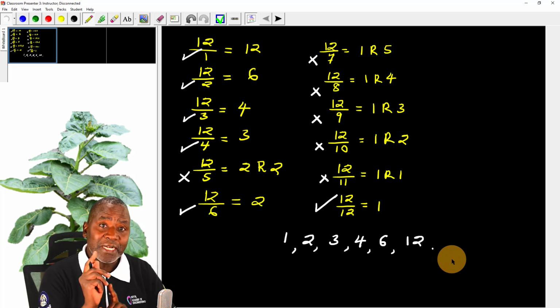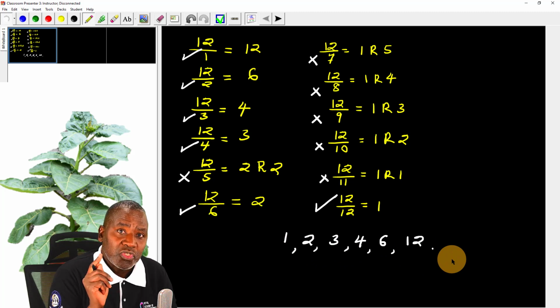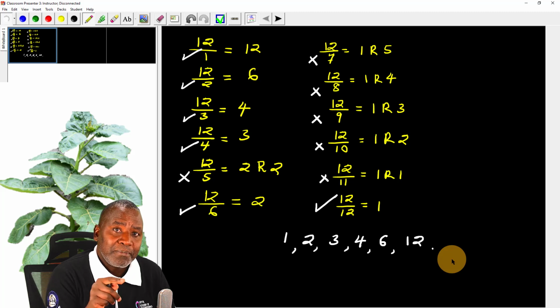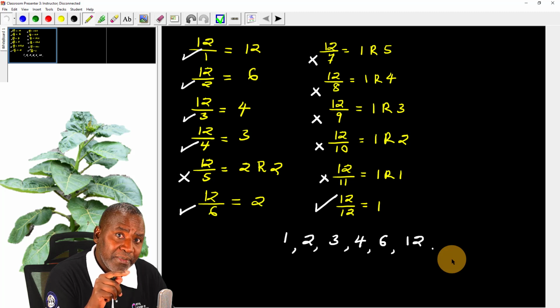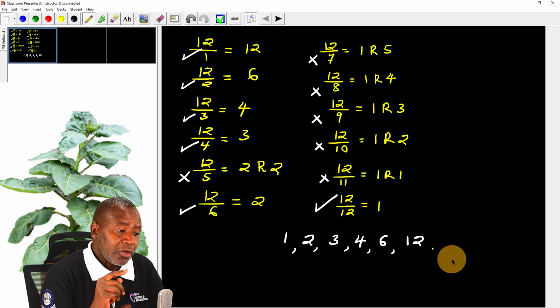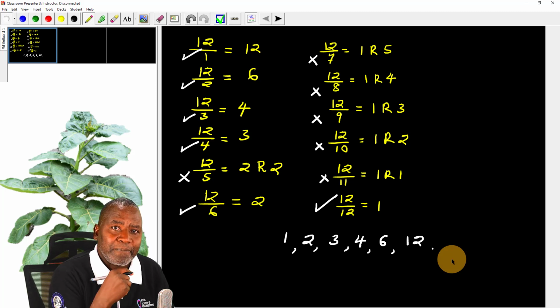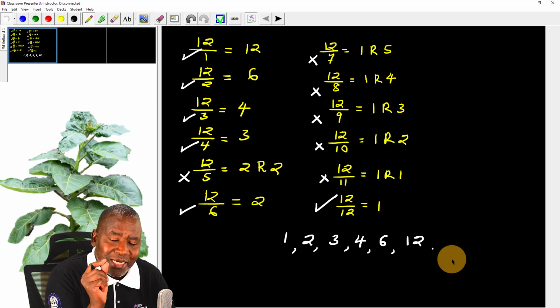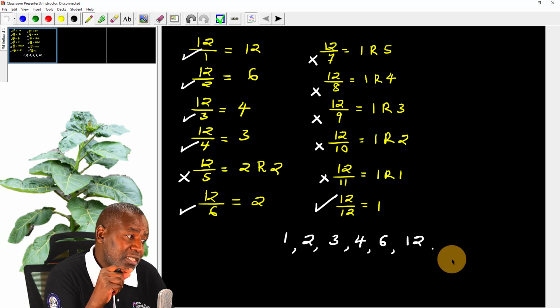So remember, factors of a number are those numbers which divide that number without a remainder. If there is a remainder, those numbers are not factors of that number. So understand that one point. And you can see what I've done.